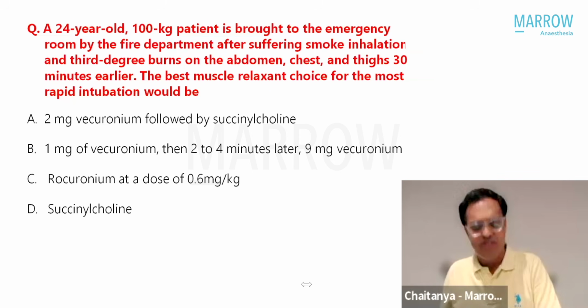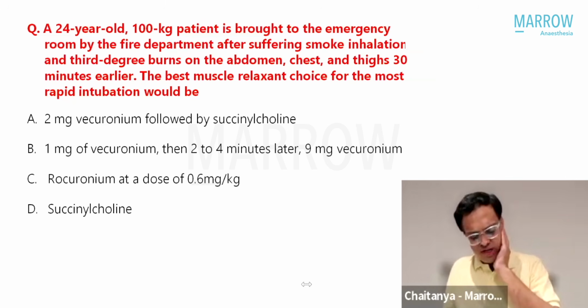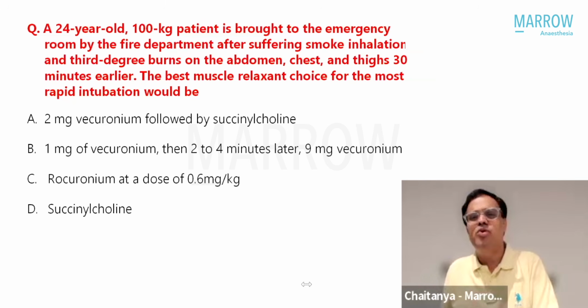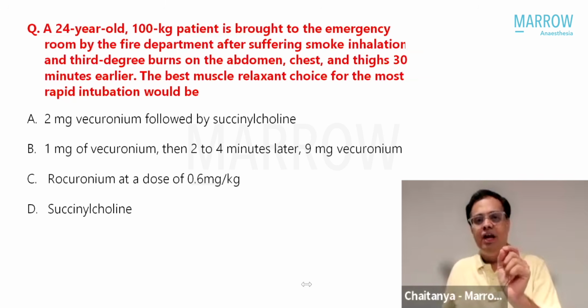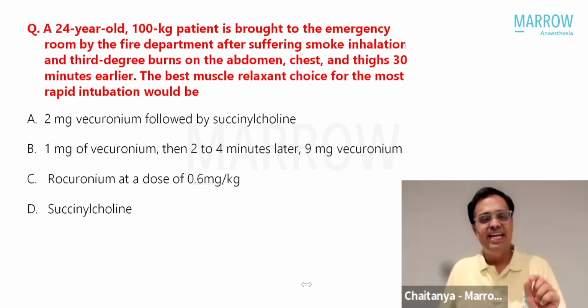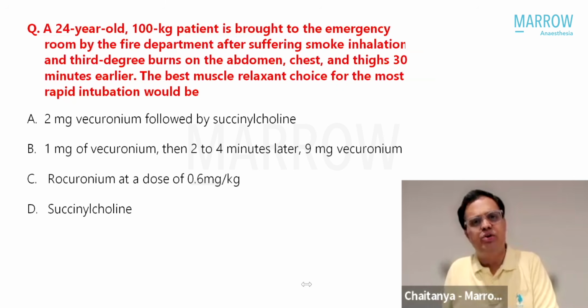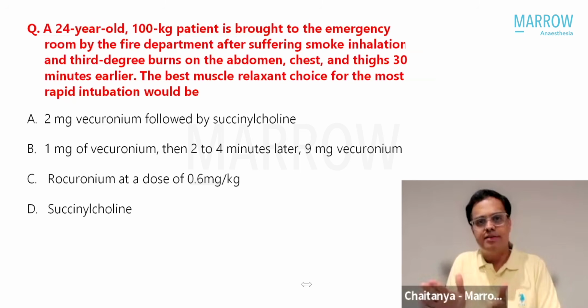So this is a very basic question which I wanted to add. 2 mg of vecuronium followed by succinylcholine, 1 mg of vecuronium. At 1 mg, 2 mg, you cannot get a very quick onset, right? Now, is there any other way to quicken the onset by using vecuronium only, apart from rocuronium? I am not discussing this MCQ. On a general note, I wanted to give you some information.